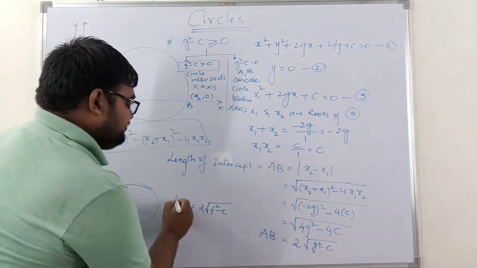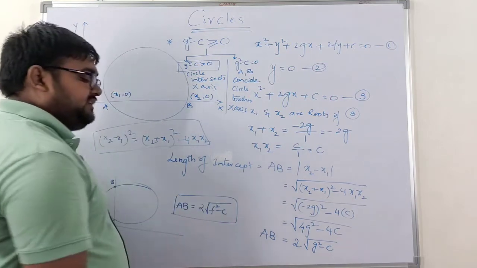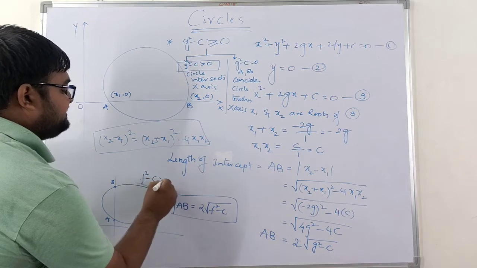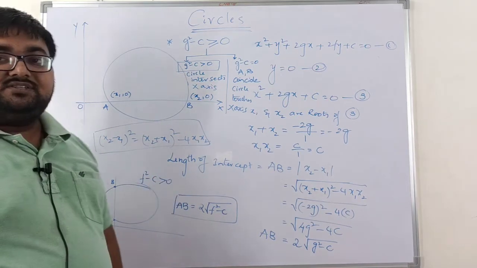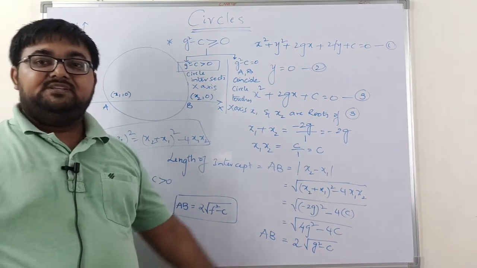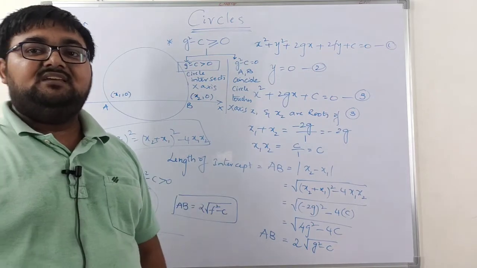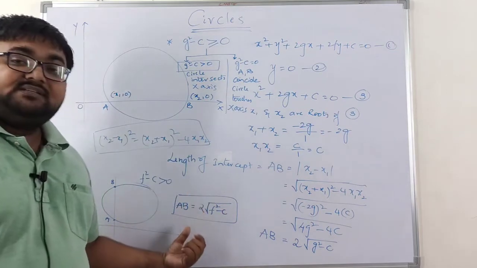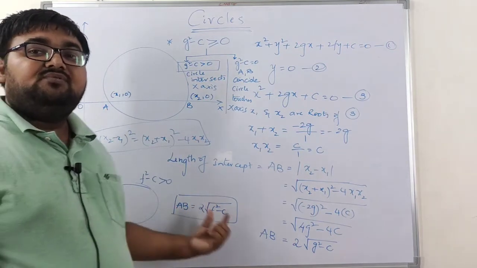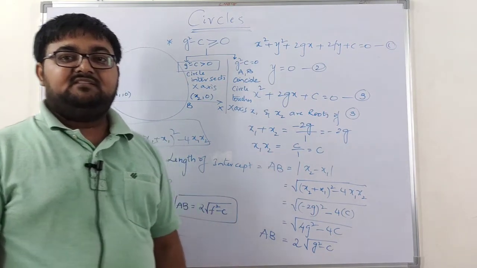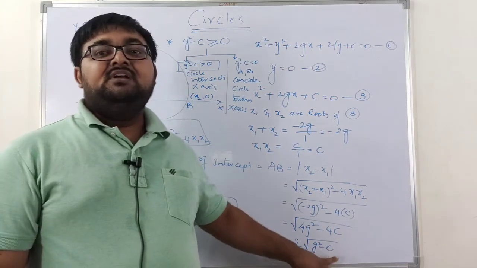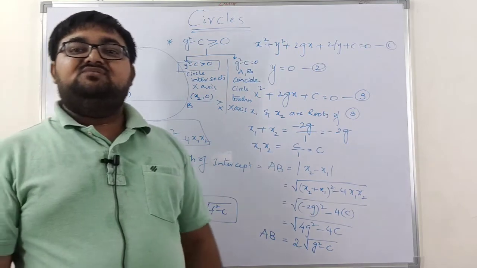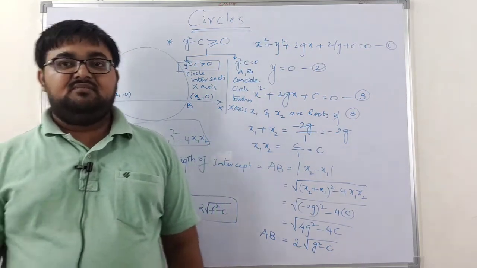These two formulas are almost similar, and here also the condition is f square minus c is greater than 0. The length of intercept is 2 times root of g square minus c when it intersects the x axis. When it intersects the y axis, it is 2 times root over f square minus c. So g is related to x, f is related to y. Likewise we can remember this formula.